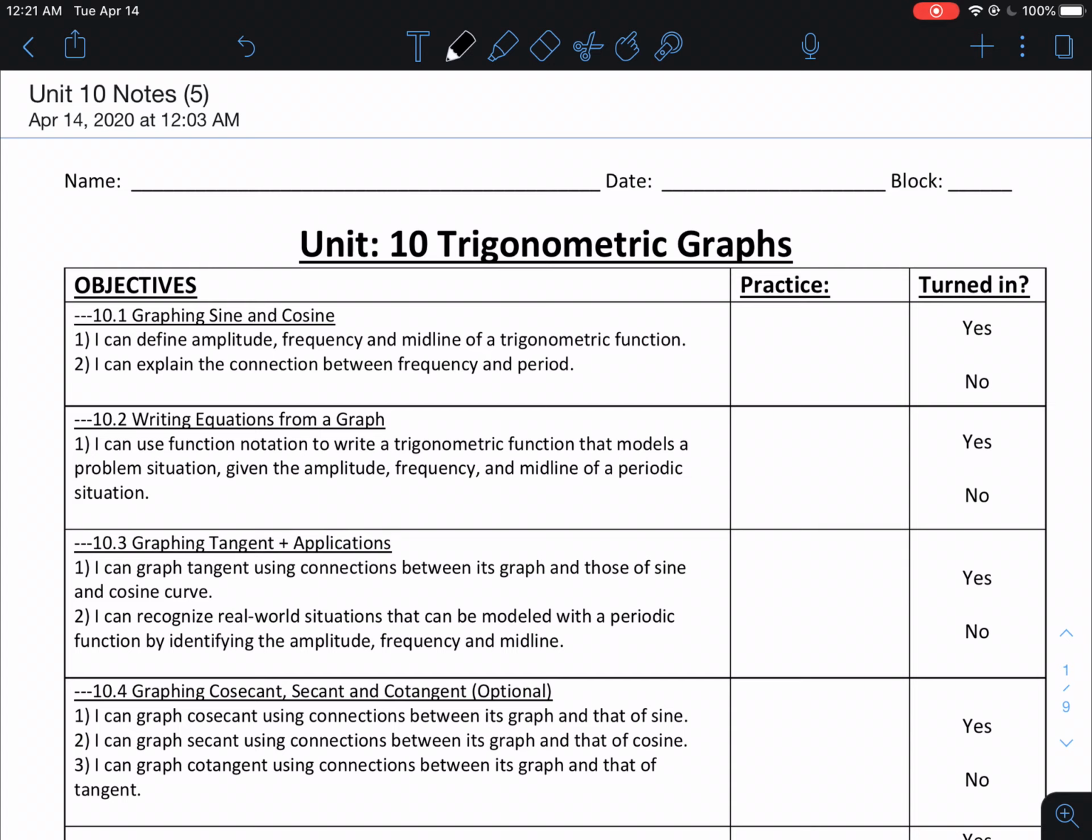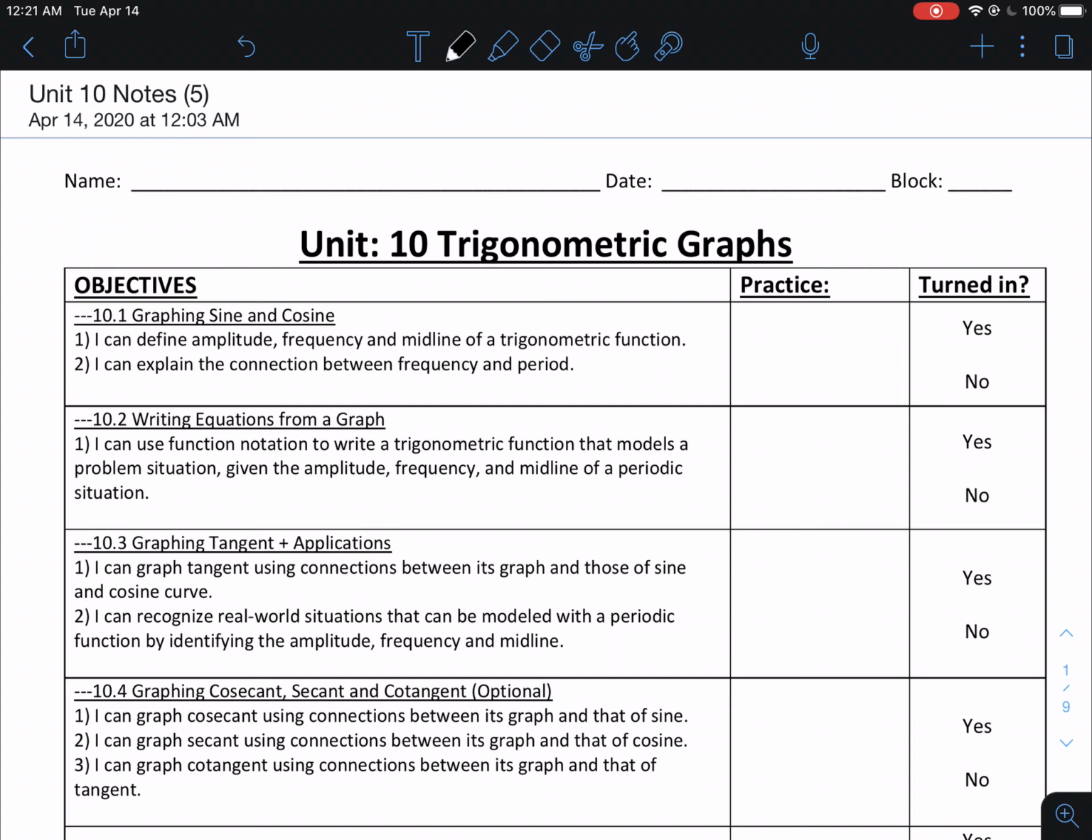We are going to be starting Unit 10 now. This is our third week back since we came back from spring break, and this is really the last unit that you need to make sure you get through. This first video is going to be about graphing sine and cosine.